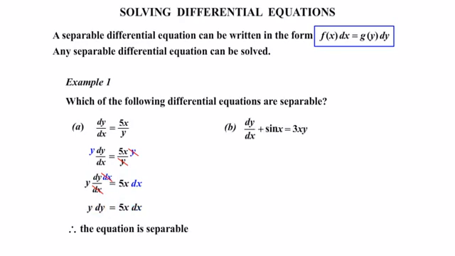Now let's have a look at part B. dy/dx plus sin x is equal to 3xy. Well, let's start off here by moving that dy/dx down. Now we'll get that positive sin x there. We'll move that to the other side. So we'll be subtracting that, giving us 3xy minus sin x. Now having a look at that, there's no way we can separate those x's and y's on the right-hand side. Can't take any common factors or anything. So in this case, the equation is not separable.